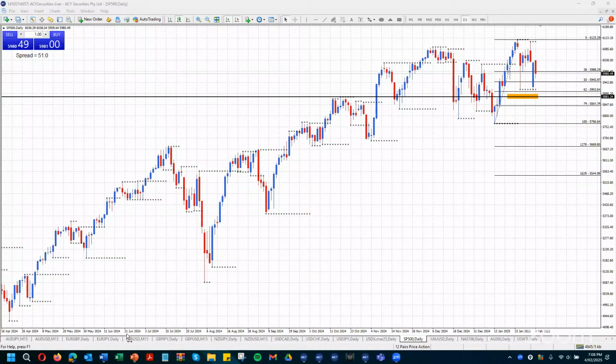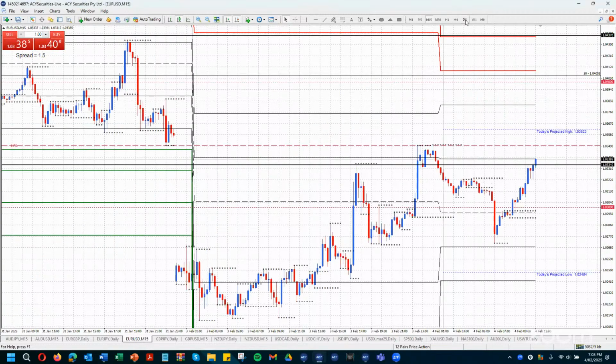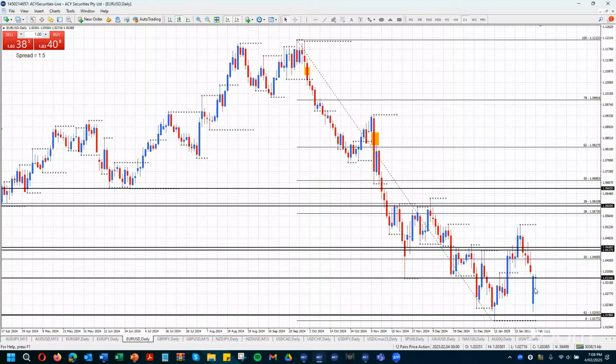All right, let's get into euro dollar now. Of course, we've had a gap down on my day chart, and I can see now that I've painted a head and shoulder pattern on the dollar index. There's an inverse one on the day chart here of the euro dollar.